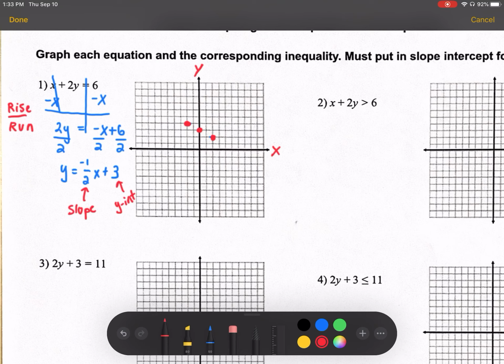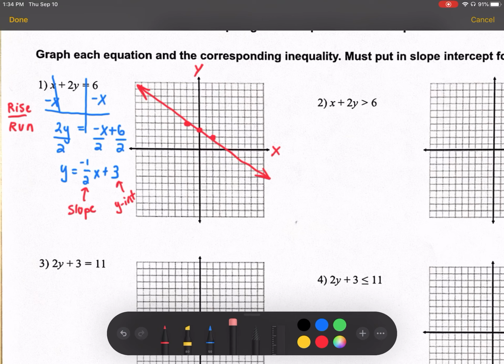The reason that we could go either of those directions is negative 1/2 is the same thing as 1 over negative 2. Those are the same number. So I could look at it as my 1 being negative, which means I would go down 1, then right 2. Or I could look at it as the 2 is negative, and that would mean I would go up 1, left 2. So either of those ways works. Then I would just draw my line between my points. So that is one way that you can graph this.